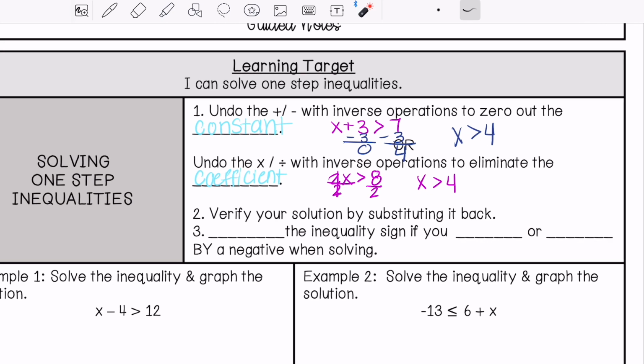Then you need to verify your solution by substituting it back. This is really important when it comes to inequalities. You are not going to substitute back 4 for this one. You need to find x is greater than 4, so you need to find a number that is greater than 4. It doesn't matter what the number is, it just has to be greater than 4. So I'm going to choose 5. 5 plus 3, is that greater than 7? Yes, it is. So my answer is correct.